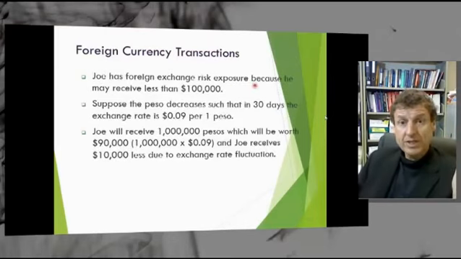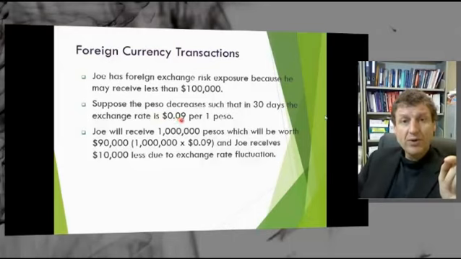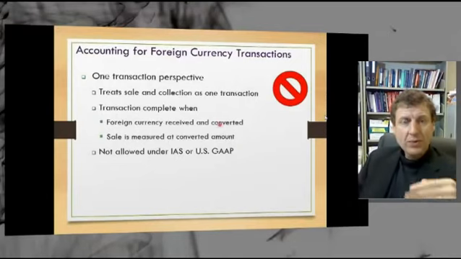Joe has a foreign exchange risk exposure because he may receive less than 100,000 US dollars if the peso decreases such that in 30 days the exchange rate is 0.09 per peso. Oh, that's interesting. The peso is now only worth 9 cents, not 10 cents. So now Joe is only going to receive 90,000 US dollars in 30 days time. He has actually lost $10,000 due to the exchange rate fluctuation. So we want to account for that.